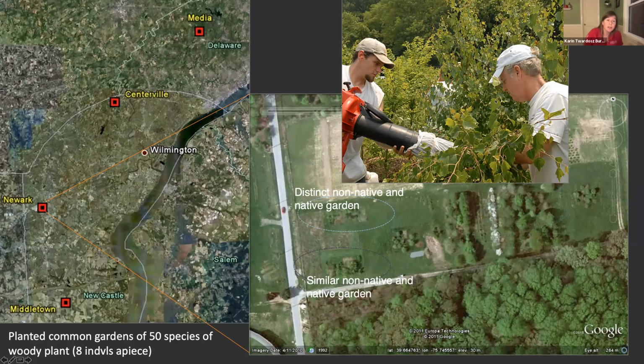And so to look at this, we planted four large common gardens of about 50 species of woody plants across a range of native and non-native plants that were either paired congenerically or were distinct non-natives. You can take a look at the papers to get the exact species lists and many more details about this. But basically, we let the trees grow. This is work I did with Doug Tallamy, and this is Chris Phillips, who is doing vacuum sampling. We essentially vacuumed all of the trees multiple times per summer for three summers.